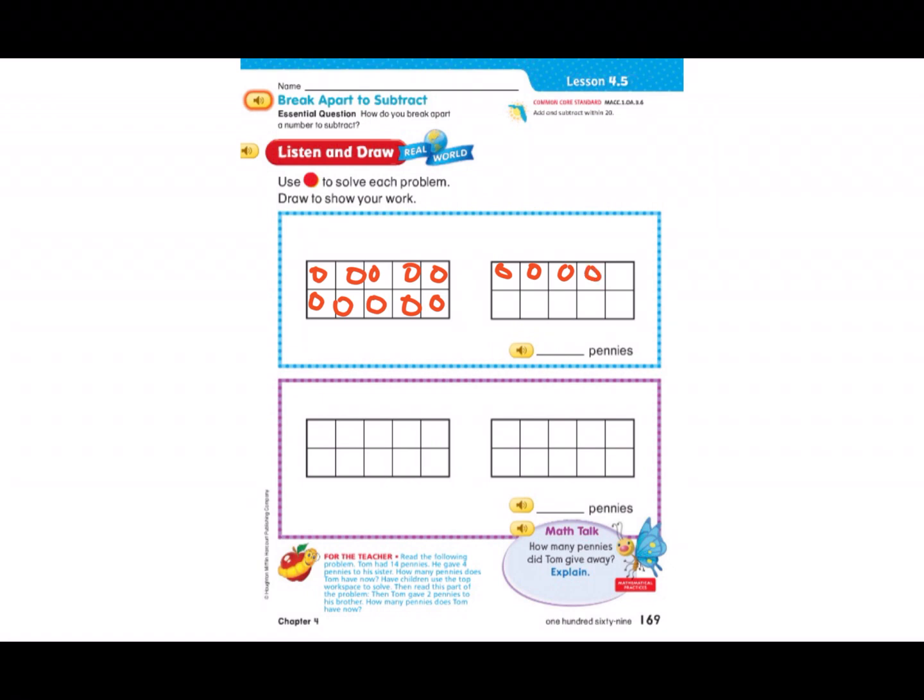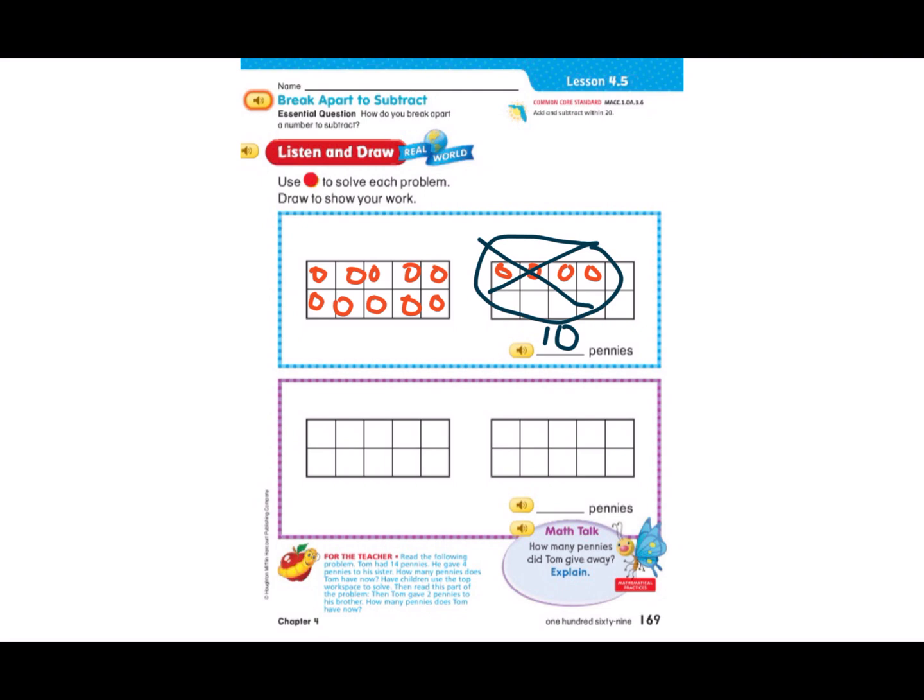Tom had 14 pennies. He gave 4 to his sister. So I'm going to circle and cross out 4. How many does he have now? 10. Great job. And remember, you don't have to count. When your tens frame is full, you know you already have 10.